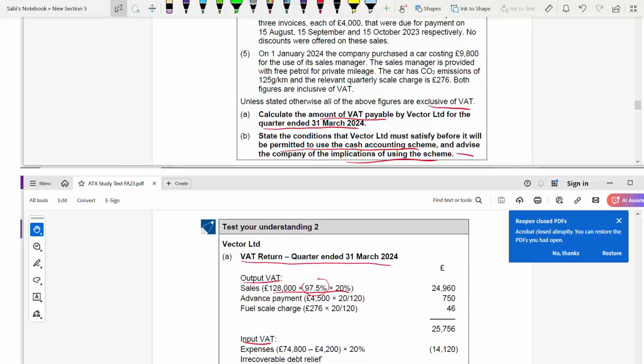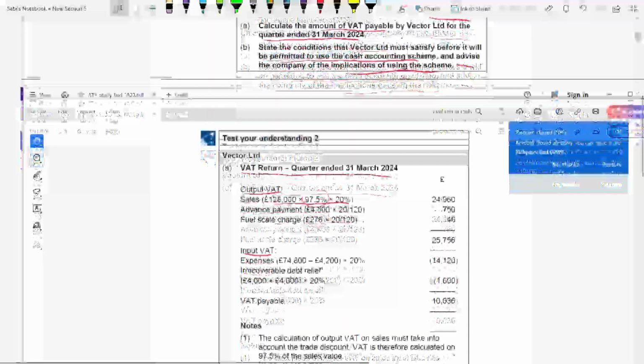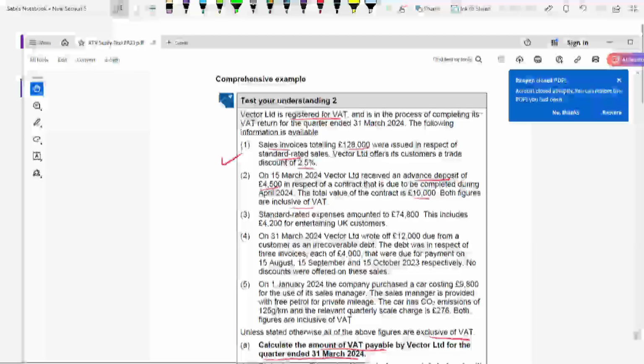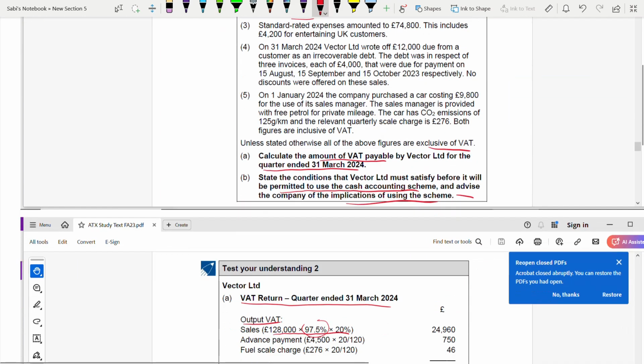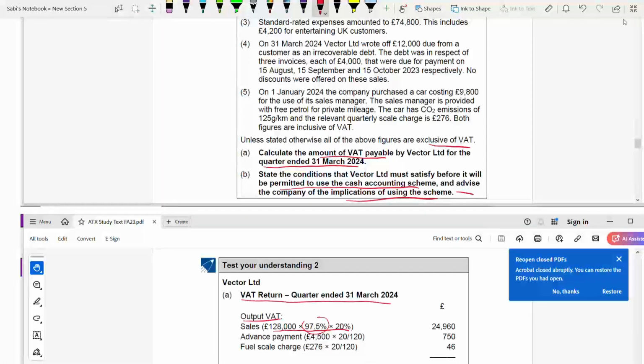So here it's an advance payment. Just a minute. Advance deposit of 4,500. Total value of the contract is 10,000. Out of this 10,000, you have received 4,500. It's cash accounting. So 4,500, take the VAT out. Okay, it's this advance payment.